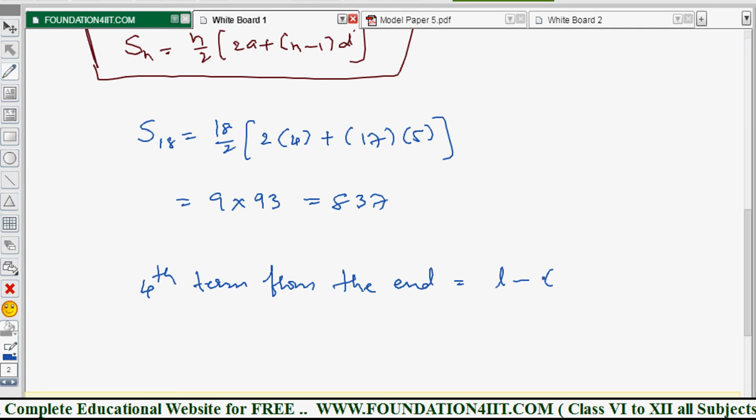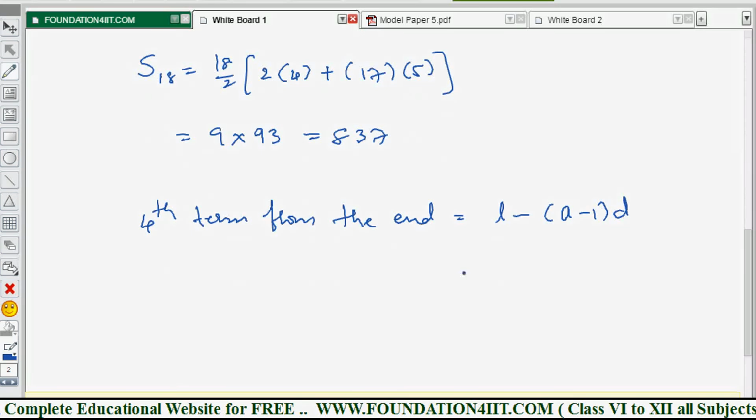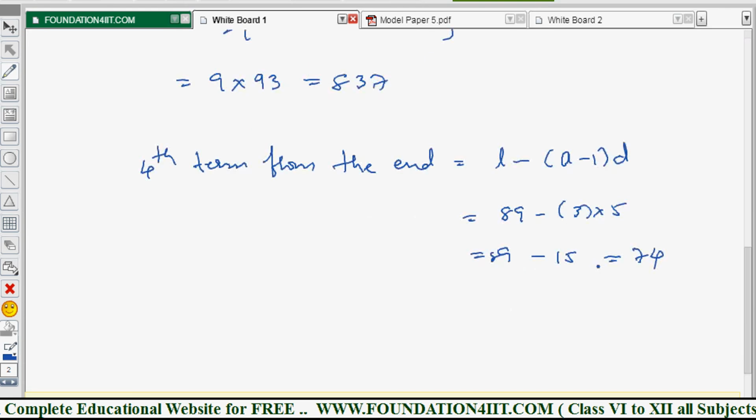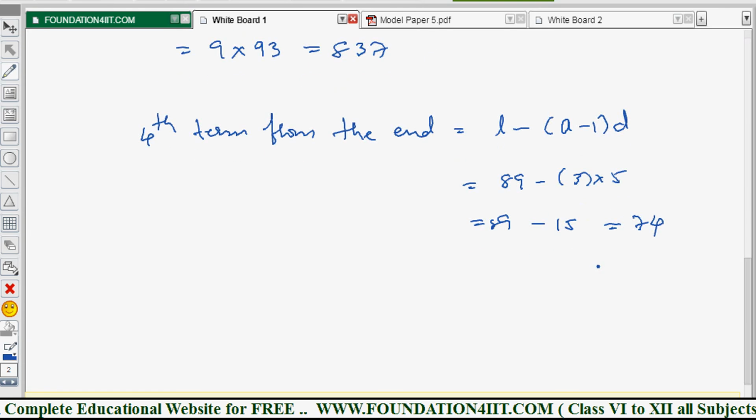So you can take that. So already L is the last number. So L minus (n minus 1) into D. Because from the last, it's 89 minus, n is 4, right? So 4 minus 1, so 3 into the difference, which is 5. So 89 minus 3 times 5, which is 15, that is 74. So the fourth term from the end is 74. Just use both formulas.